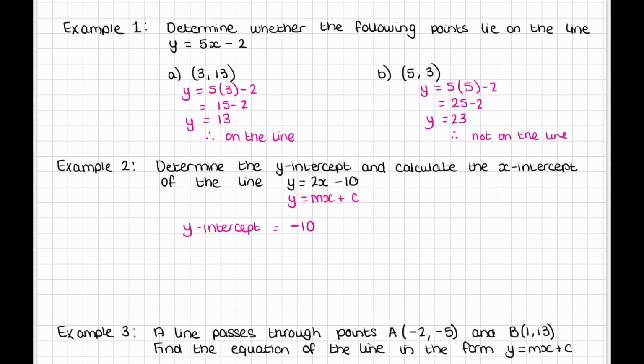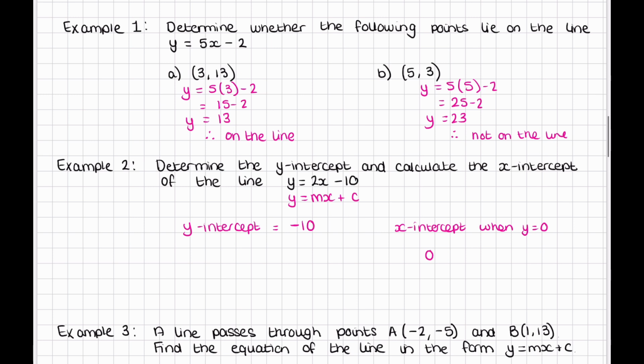Now to calculate the x-intercept, the x-intercept happens when y equals 0. So we can put 0 into the equation for y, so 0 equals 2x minus 10. Rearrange this to work out what x is, and that would be our x-intercept. So if we rearrange this, we'll end up with 5 equals x, and therefore the x-intercept happens when x equals 5. And the y-intercept, if it's not in that form, you can also find the y-intercept by making x equals 0.